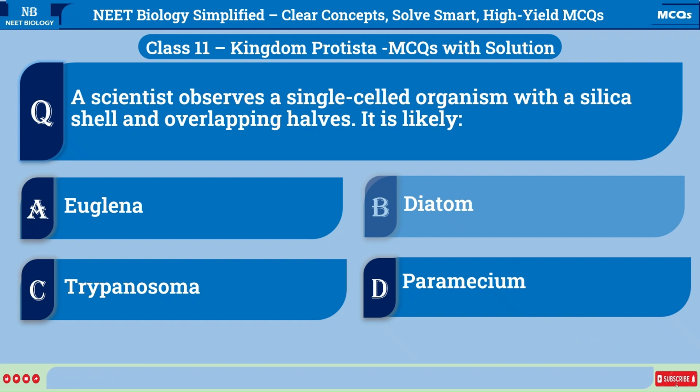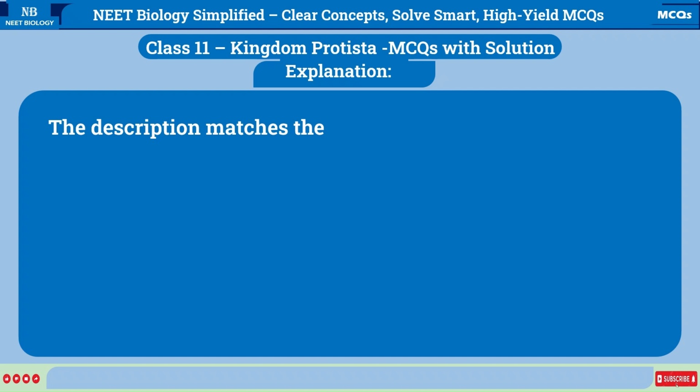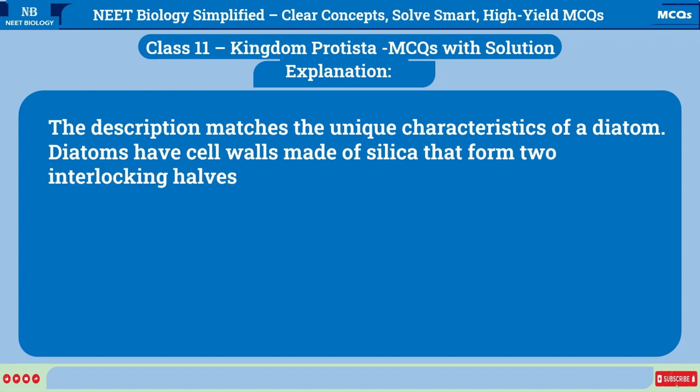Correct answer is B. Diatom. Explanation: the description matches the unique characteristics of a diatom. Diatoms have cell walls made of silica that form two interlocking halves, much like a soap box.